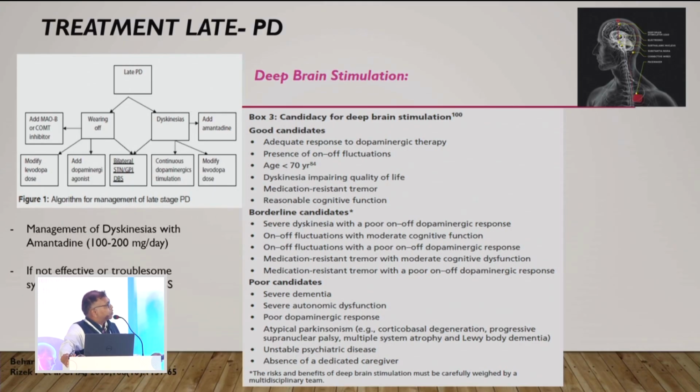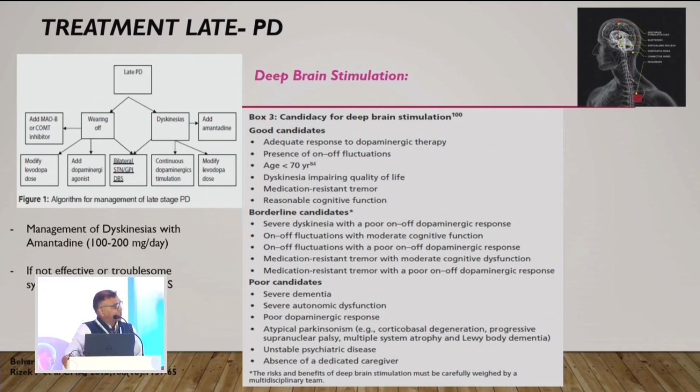So the patients who have shown adequate response to dopaminergic therapy, presence of fluctuation. So we are saying it is good for Parkinson's disease, not Parkinsonian disorders. Age less than 70, dyskinesias, patients having resistant tremors and reasonable cognitive function. So those are the ideal candidates for going for deep brain stimulation.